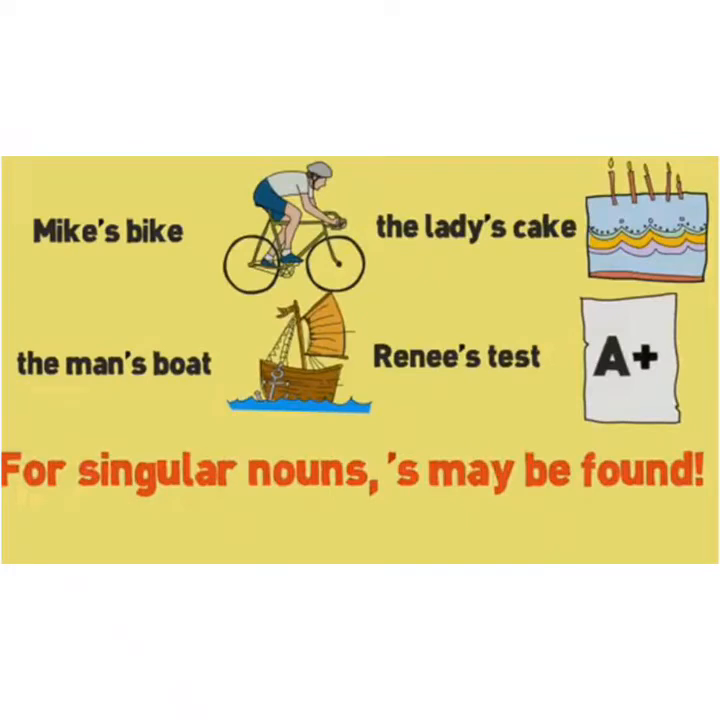For example, Mike's bike. Mike is one person. It is singular. The lady's cake. The man's boat. Renée's test. For singular nouns, apostrophe S may be found.